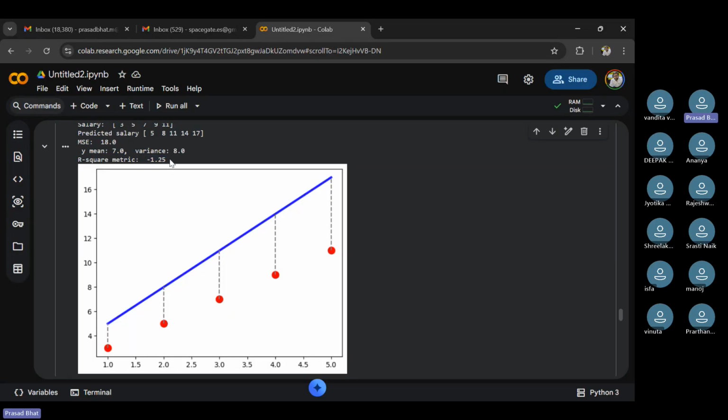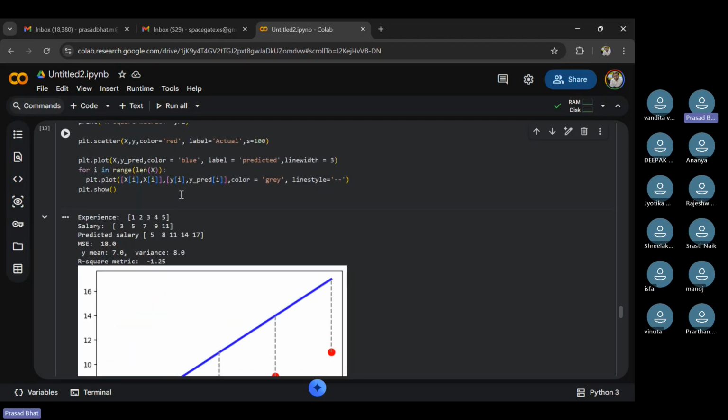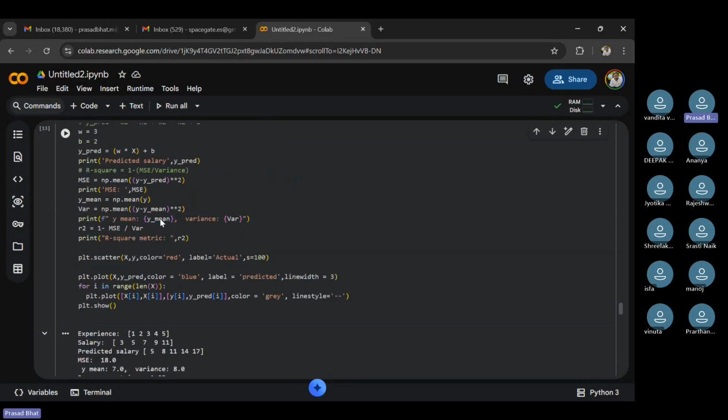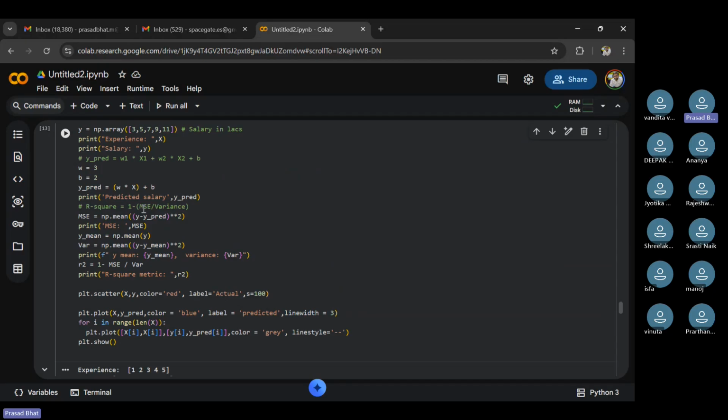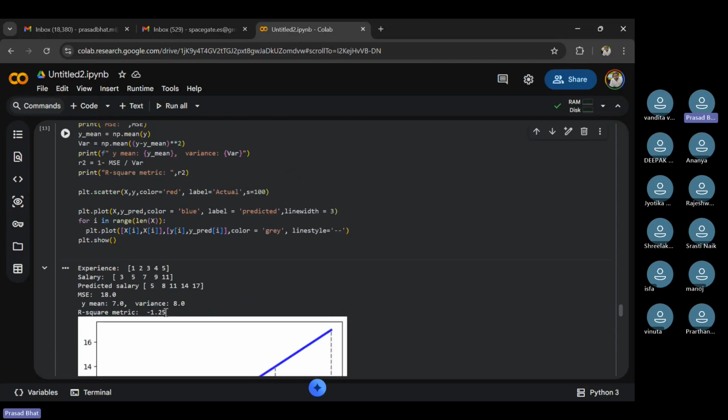I was expecting somebody to point it out in the last class itself, but nobody did. So I thought, okay, maybe I'll keep it this way. I'll let everyone execute the code after watching the video, then come back with the same question the next day. But apparently nobody did. Now, why is it coming as minus 1.25? We know that 0 means the model is not doing anything, right? However, what does minus 1.25 mean?